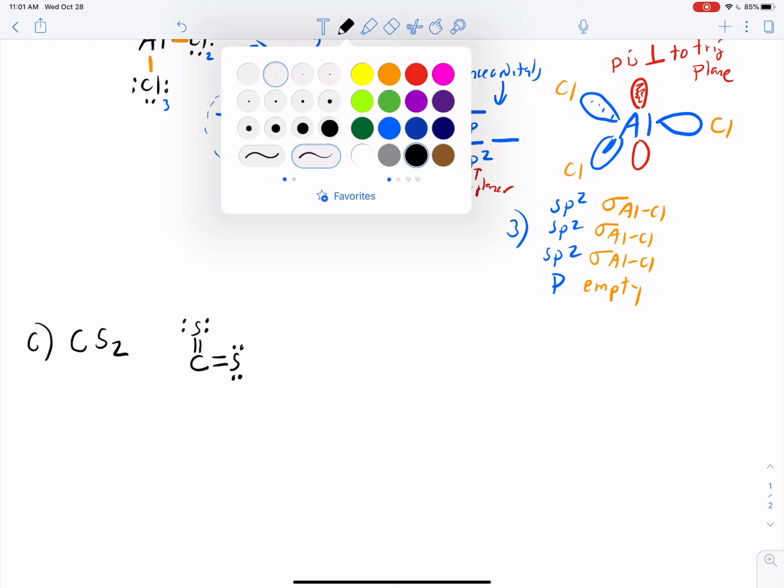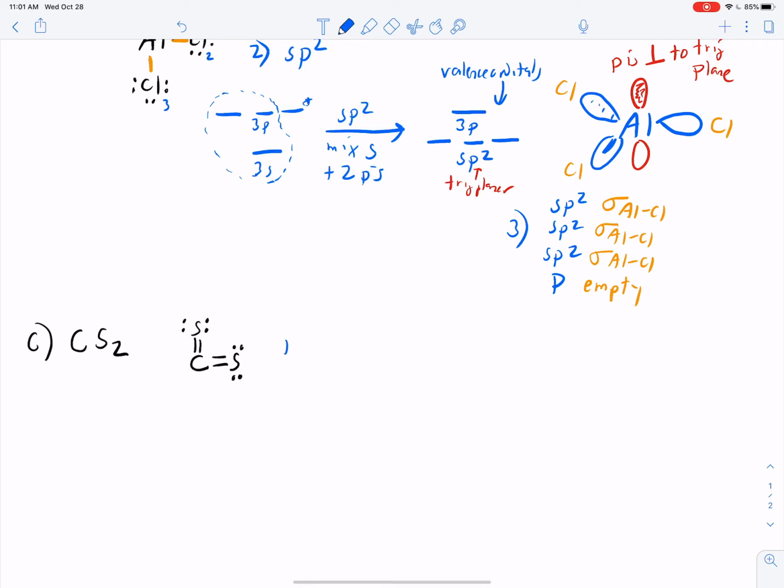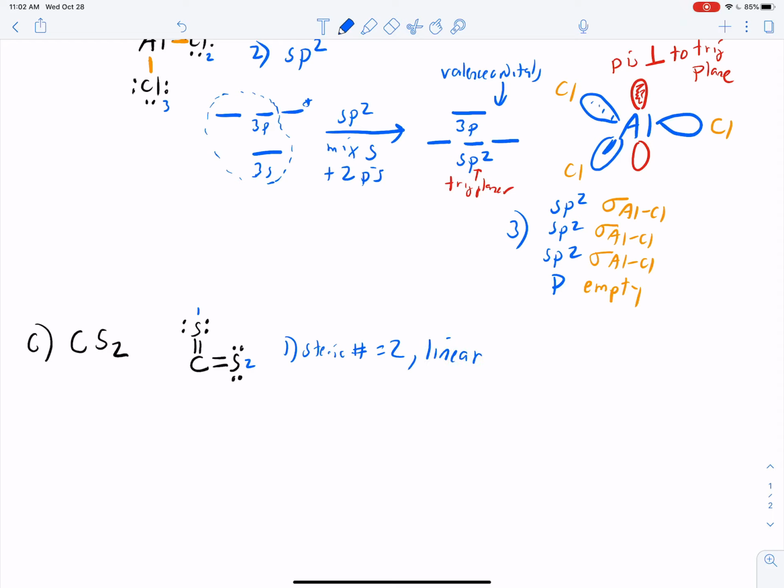All right, in this case, steric number, the number of atoms directly bonded to carbon is 2. There's sulfur number 1 and sulfur number 2. And there are no additional lone pairs at carbon. This results in a linear geometry. Point 2, when I have a linear geometry, that gives me sp hybridization.